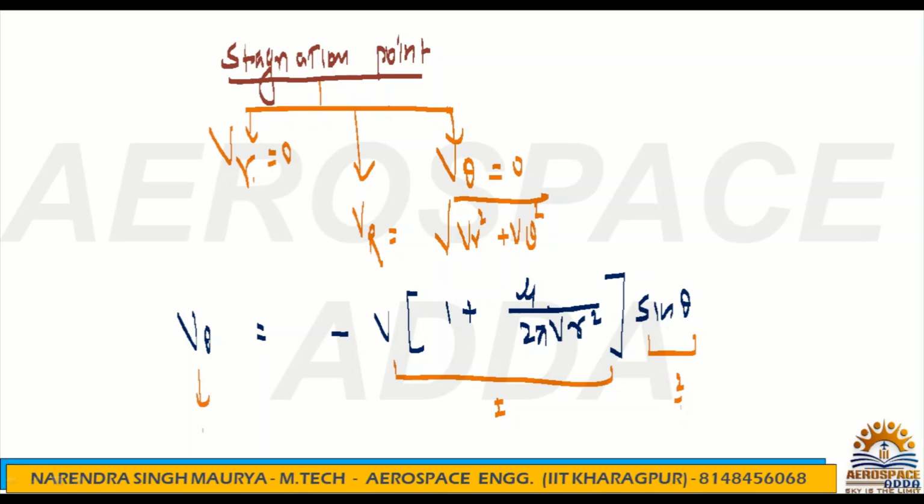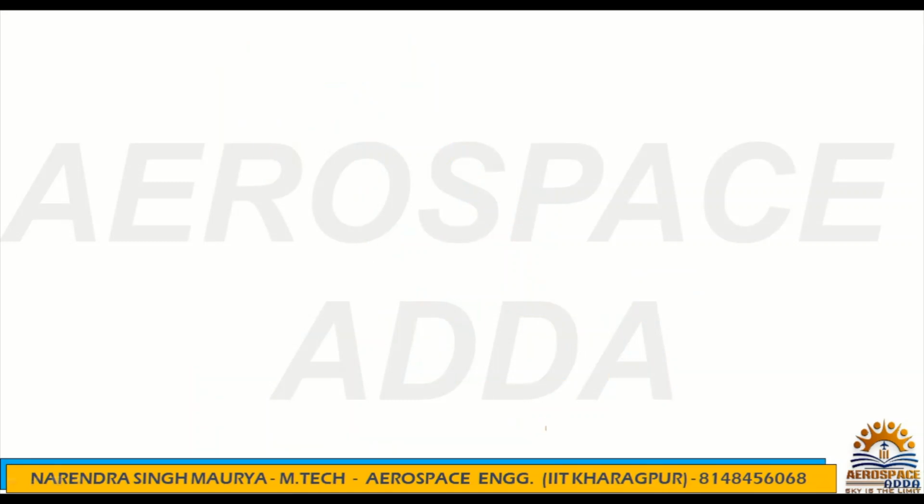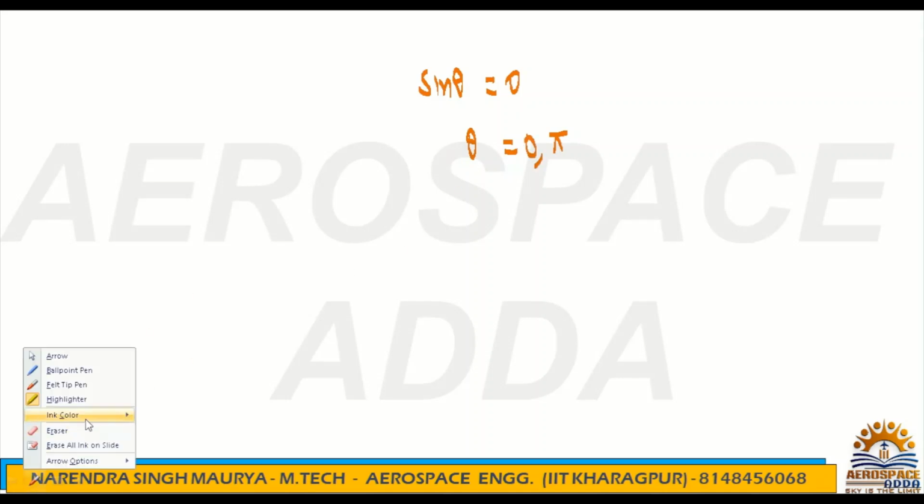So this v theta will be 0, which means sine theta is 0. Not the first bracket, because if the first bracket were 0, maybe doublet flow is 0 or uniform flow is 0, but both are not 0. So sine theta is 0. If sine theta is 0, then theta will start from 0 and theta is also pi, as sine 0 is also 0. So 0 and pi, two points you got. It's nothing but the stagnation points.